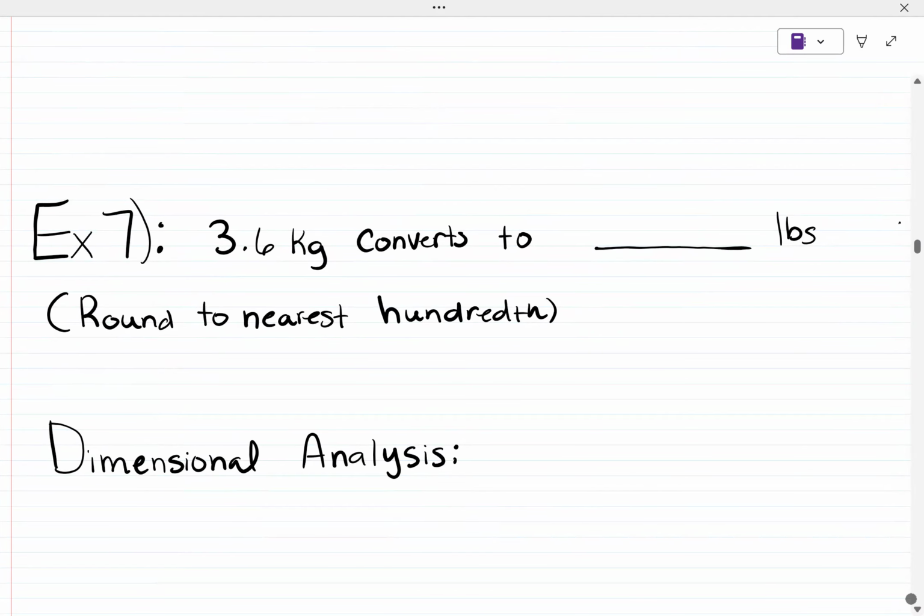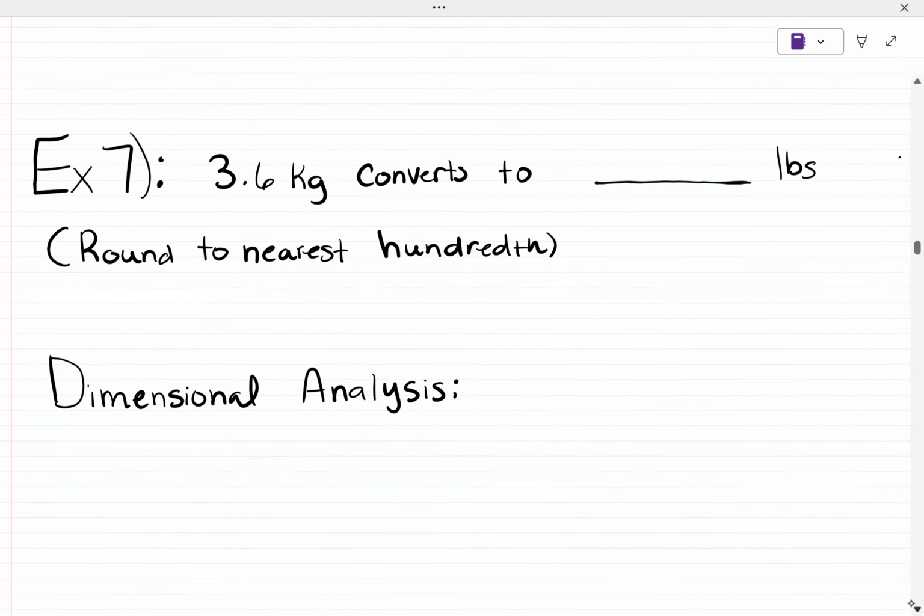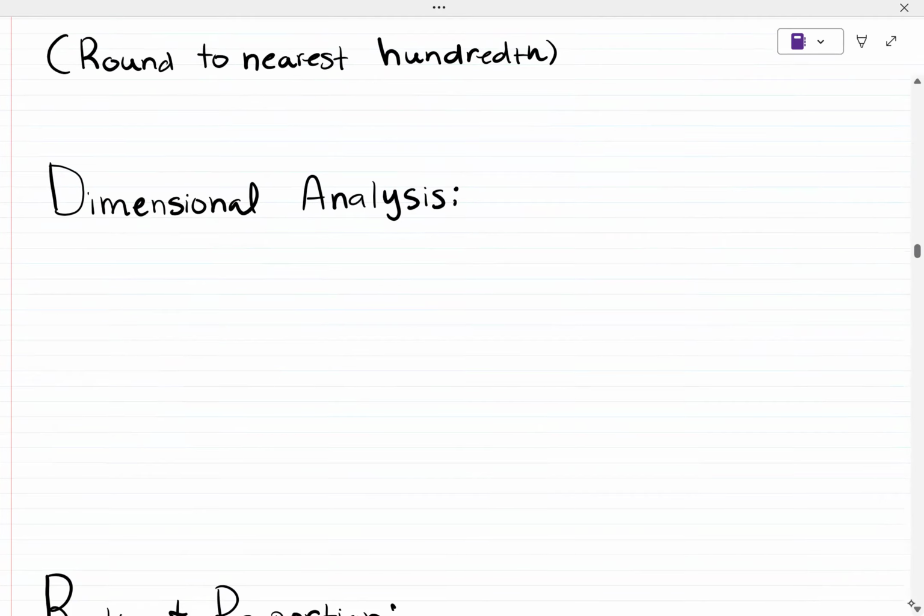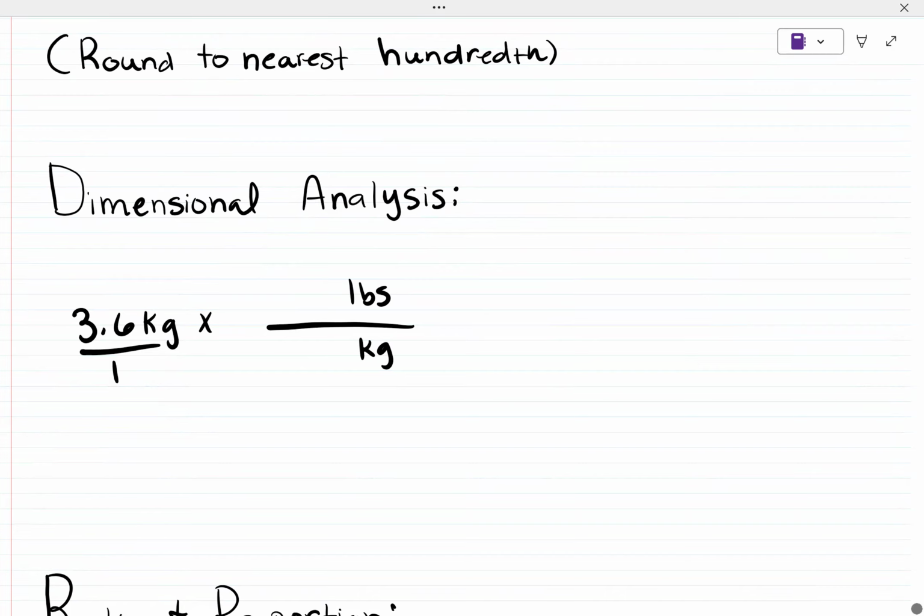Example 7, we have 3.6 kilograms converts to pounds, round to the nearest hundreds. So let's do that. So we were given 3.6 kilograms times a fraction, kilograms on the bottom, pounds on the top. So an invisible 1 on the bottom. And then what's the relationship between kilograms and pounds? Well, for 1 kilogram, there's 2.2 pounds.